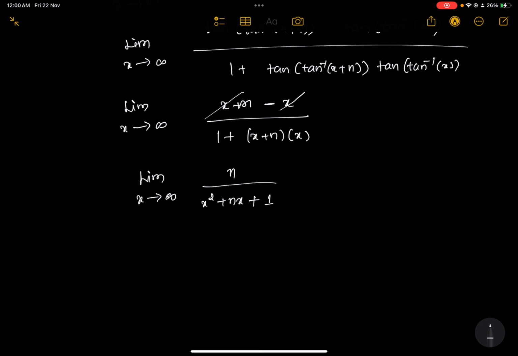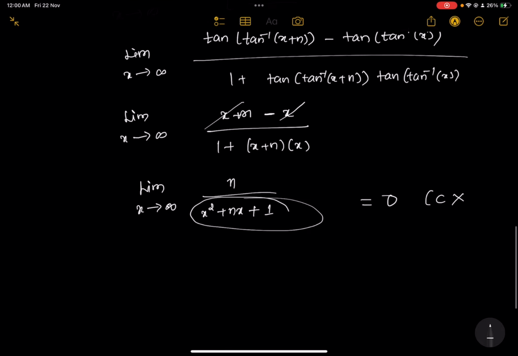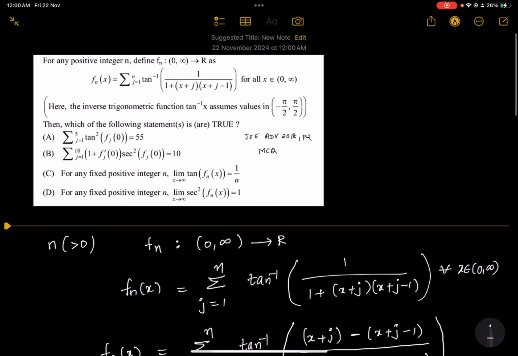So this will be what? When x tends to infinity for a positive integer n, the denominator tends to infinity, so this limit will be 0. So option C is not correct. Now let us check option D.